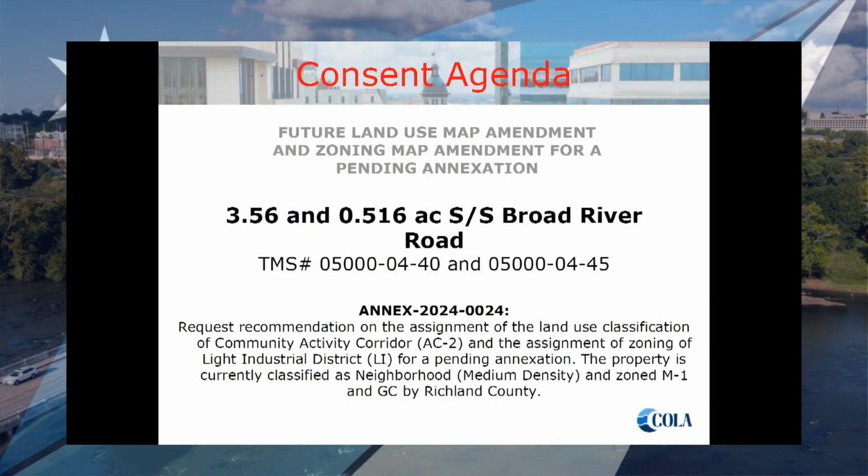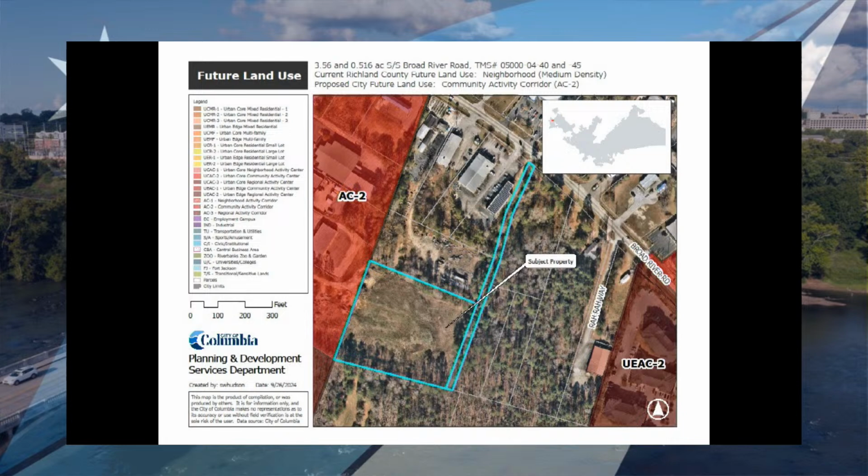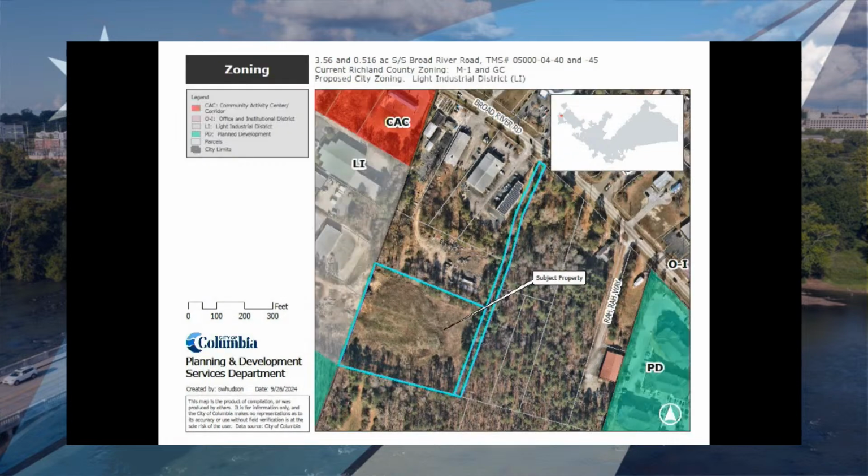Pardon me. Next, Annex-2024-0024, 3.56 and 0.516 acres on the south side of Broad River Road. Request recommendation on the assignment of the land use classification of Community Activity Corridor AC2 and the assignment of zoning of Light Industrial District LI for a pending annexation. The property is currently classified as neighborhood medium density and zoned M1 and GC by Richland County.